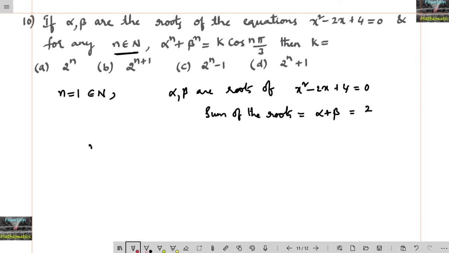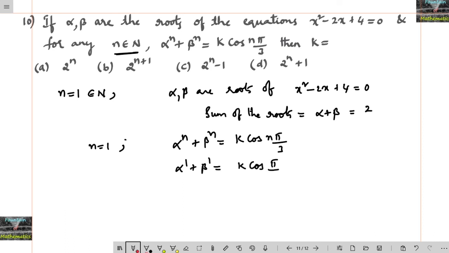And for n is equal to 1, the given equation alpha power n plus beta power n is equal to k cos(n pi by 3). So that is alpha power 1 plus beta power 1 is equal to k cos(1 pi by 3), that is pi by 3. That is alpha plus beta is equal to k cos(pi by 3), which is cos 60. Cos 60 is 1 by 2. What is alpha plus beta? 2. So 2 is equal to k by 2, or we can write k is equal to 4.